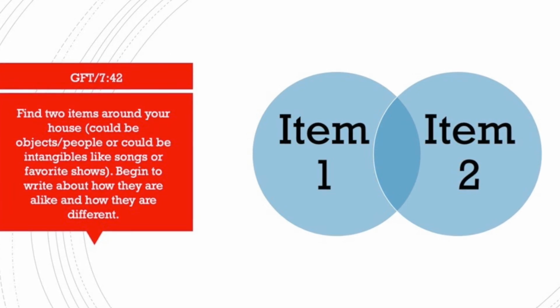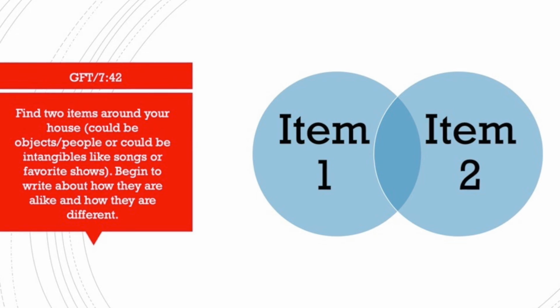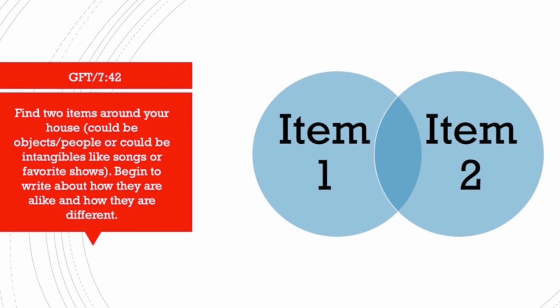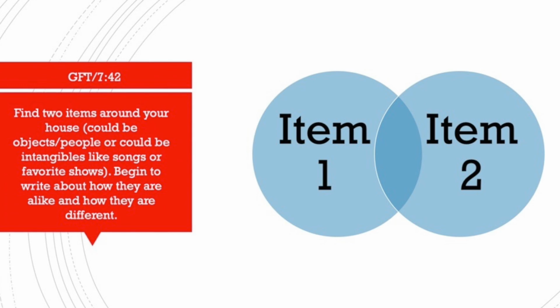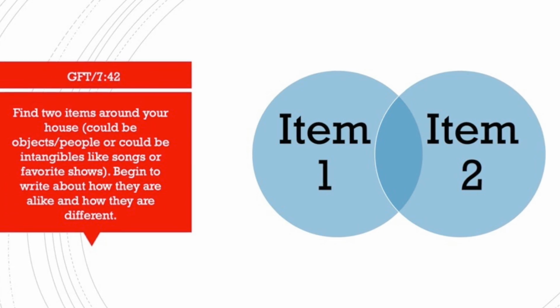Once you've created a pretty good list, you're satisfied by your list, you'll go ahead and set your timer for 7 minutes and 42 seconds and start to write out your list into paragraph form.